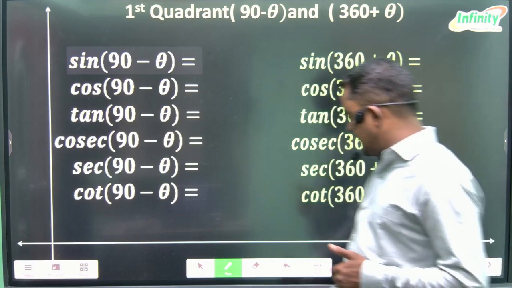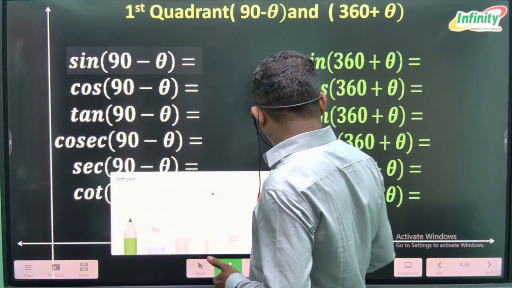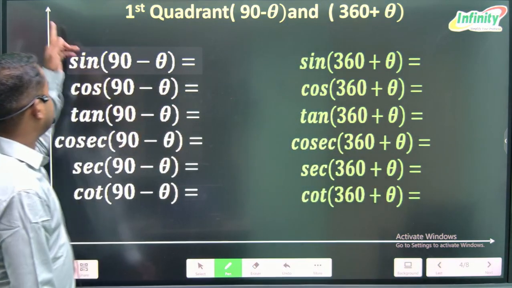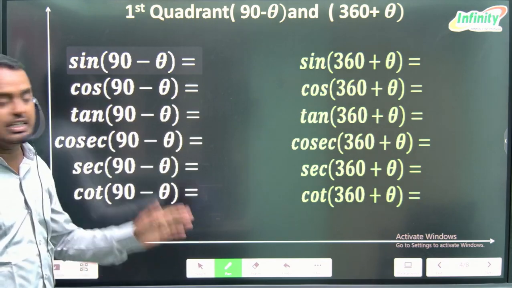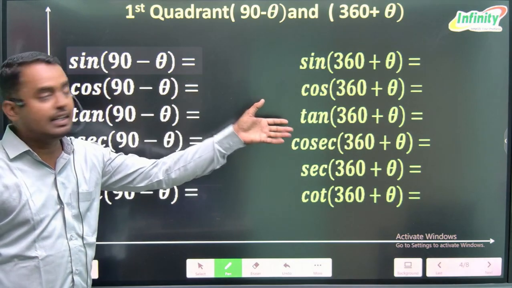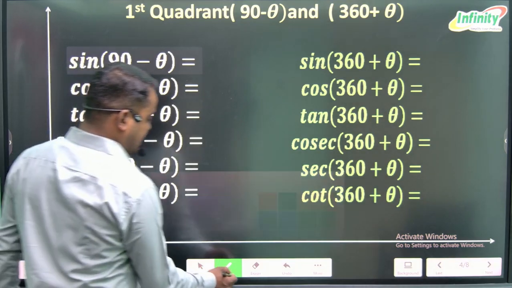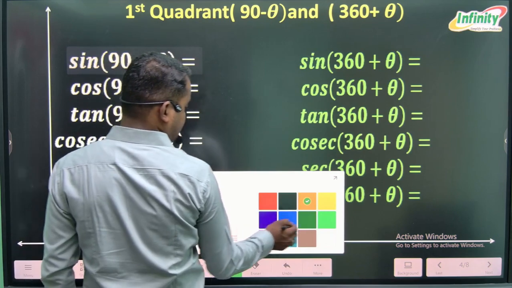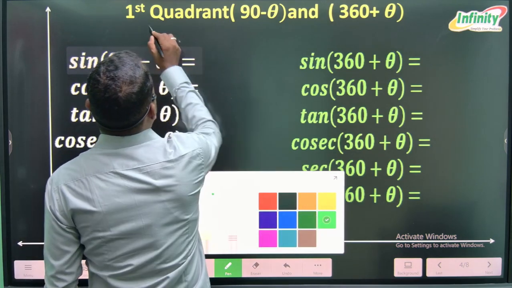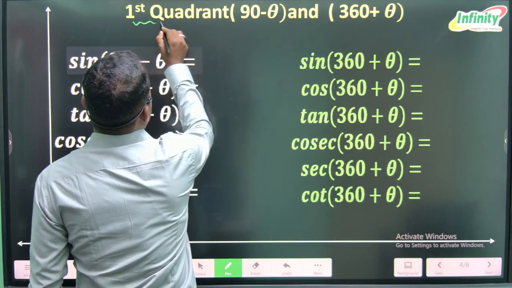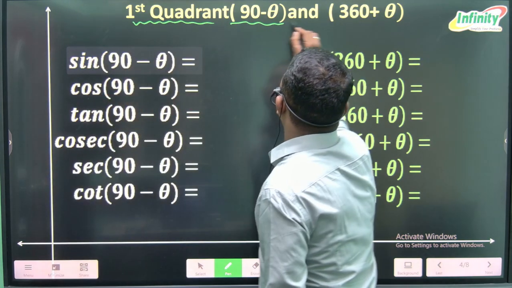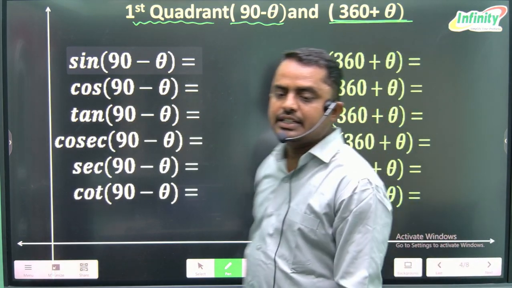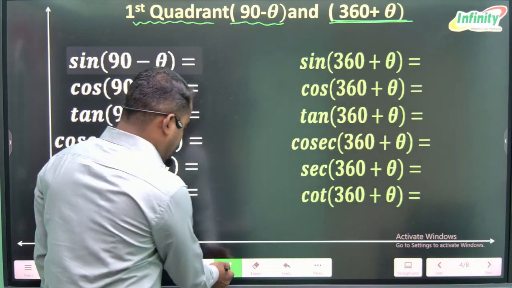See here, sine 90 minus theta. Sine 90 minus theta means first quadrant. Look here, I have drawn two lines, a straight line vertically and one horizontal. So this represents the first quadrant. As I have written here, this is the first quadrant: 90 minus theta and 360 plus theta.